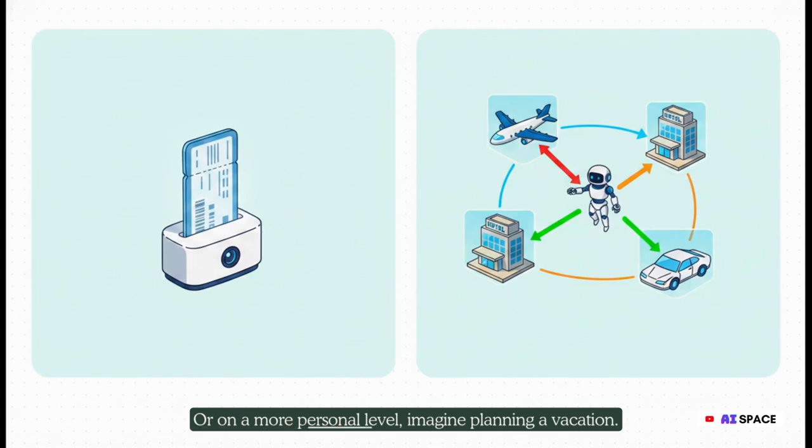Or on a more personal level, imagine planning a vacation. The AI agent is the tool that successfully books one flight ticket based on the dates you give it. Agentic AI is the system that plans the whole trip end to end. It books the flights, coordinates the hotel, and crucially, if your flight is suddenly canceled, it autonomously self-corrects. It rebooks the flight and notifies the hotel of your late arrival completely without you lifting a finger. It's a total game changer.